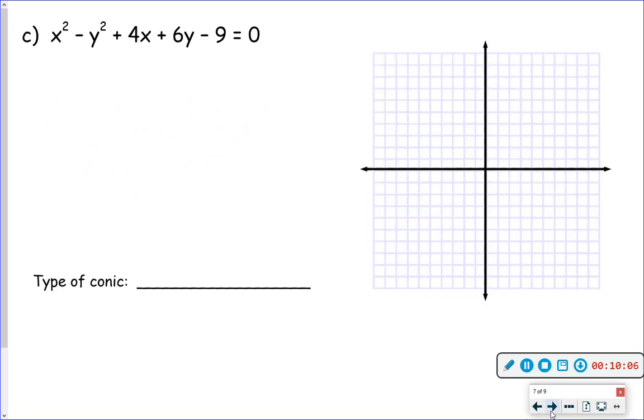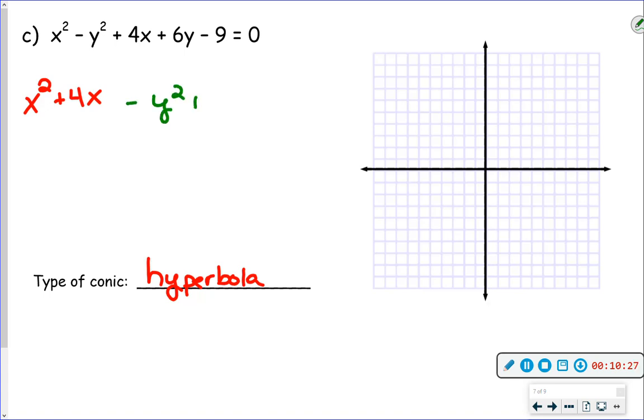Okay, next up. What is it? Hyperbola, because of the subtraction between x squared and y squared. Okay, so again, I'm going to first reorder the terms. So x squared, 4x. And then I'm going to do my minus y squared and my 6y. And let's just add 9 over.